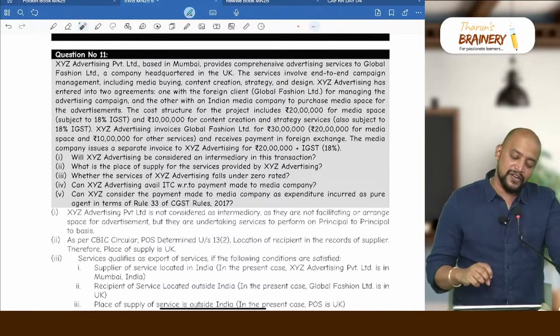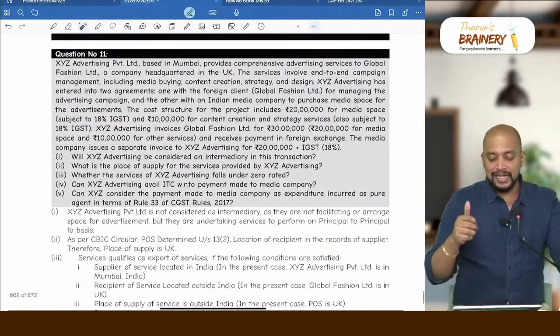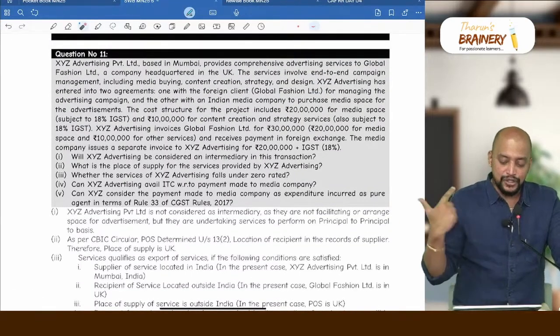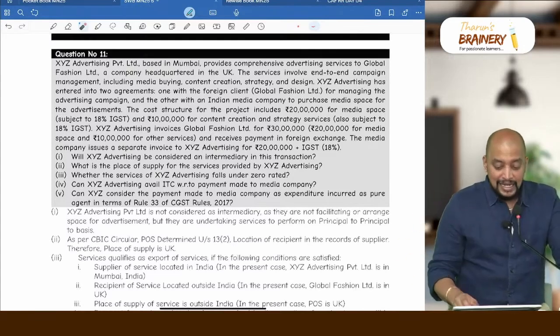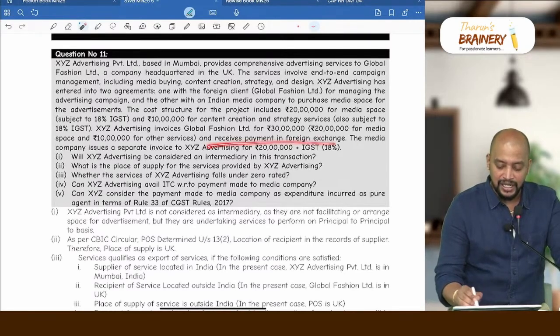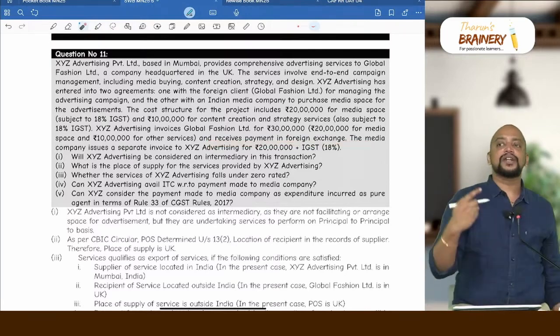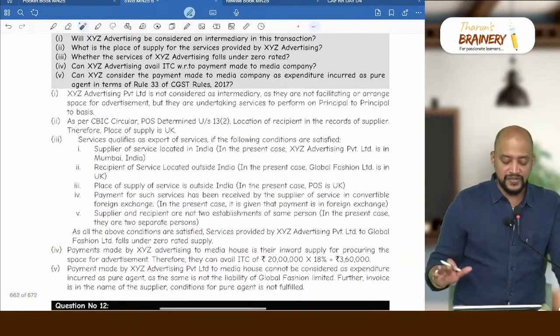Whether the service provided by XYZ Advertising falls under zero rated: first, there are 5 conditions. Supplier should be in India, yes. Recipient should be outside India, yes. And place of supply should be outside India, yes. Consideration should be in convertible foreign exchange. Is it given that consideration is in convertible foreign exchange? Yes. Receives payment in foreign exchange. Then supplier and recipient are not two establishments of the same person. So yes, it will become export of services.